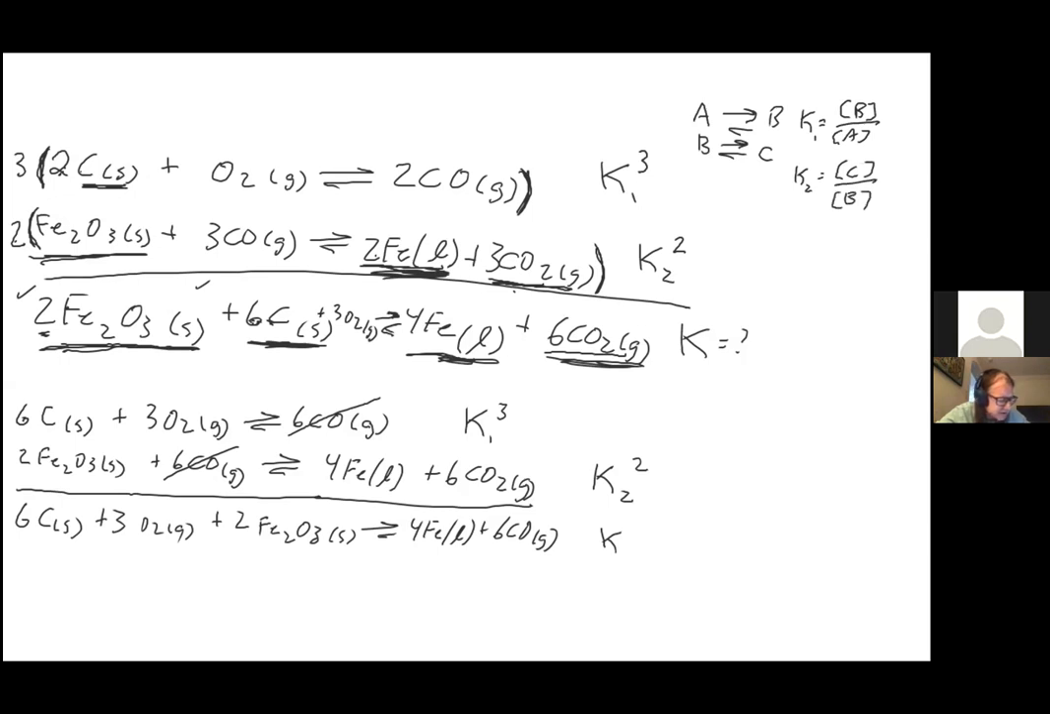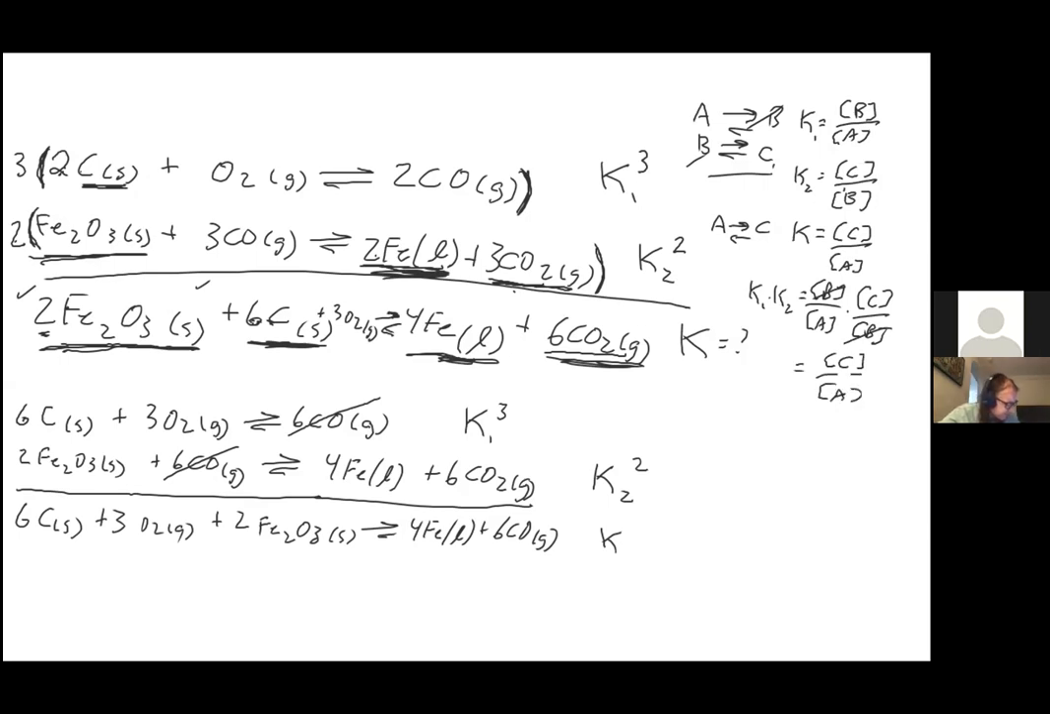Now suppose I had this, A goes to C. I combine those two equations. If I just combine those two equations, the B's cancel and you have A goes to C. K would just be concentration of C over concentration of A. Well, it turns out that's the same as taking K1 times K2, multiplying them together. Concentration of B over concentration of A times concentration of C over concentration of B. These cancel and you get C over A. So it actually turns out to be okay.